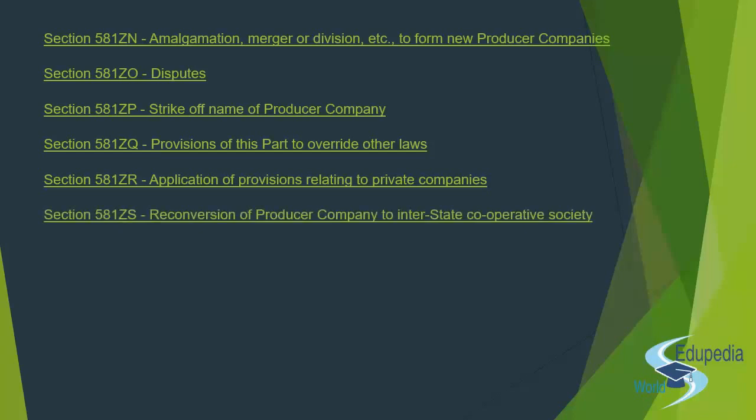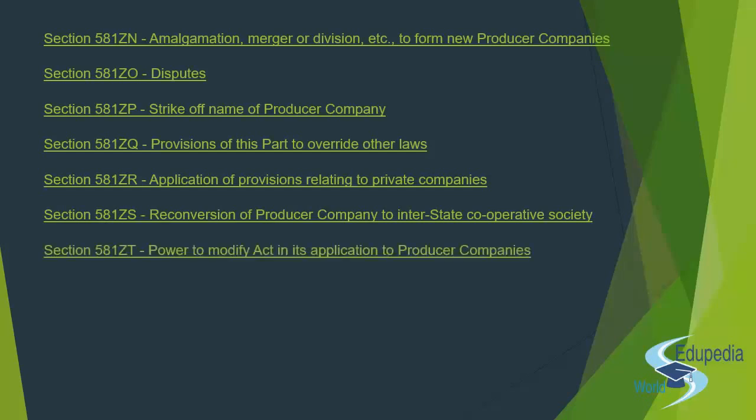581ZS, that is reconversion of the producer company to an inter-state cooperative society, right? You have seen our earlier section 581J, where the inter-state cooperative society was converted into a producer company, and section 581ZS deals with the reconversion, that is back to the inter-state cooperative society. Then you have 581ZT, the power to modify the Act and its application to the producer company. So with this, we come to the end of the big list of sections, right?